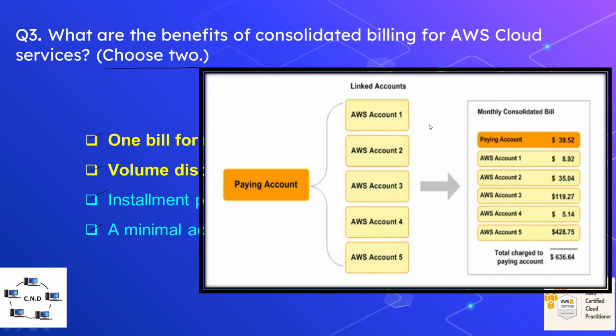This is just a visual overview. Let's suppose you have multiple accounts. Here we can see that we have accounts from 1 to 5. Then you can link all these accounts to a single account and pay the bill through that single account. Here we can see that the paying account may be any one of these or any other account, and all the payments of these accounts can be done through a single account, and this is known as consolidated billing.